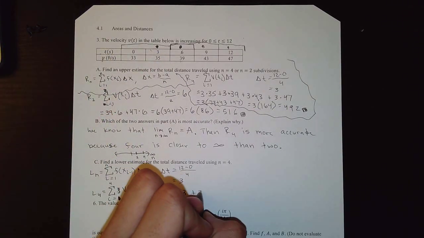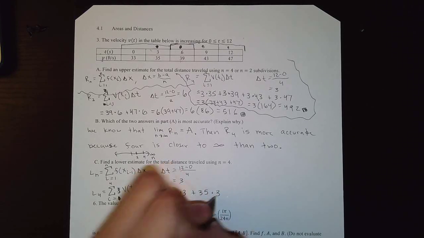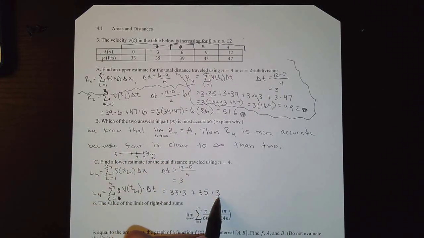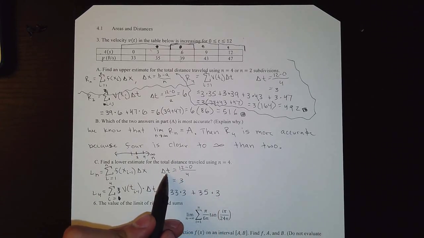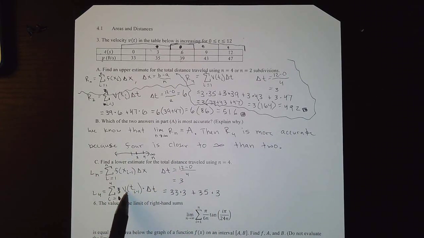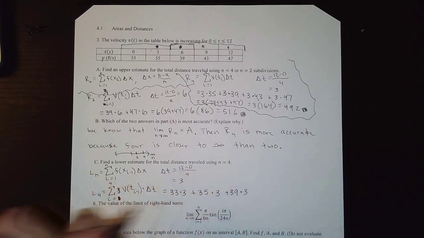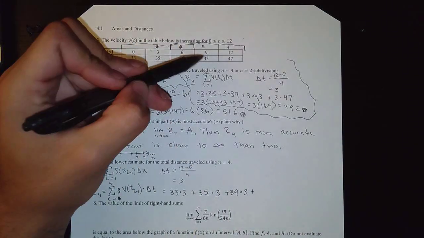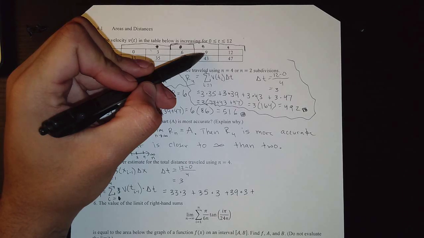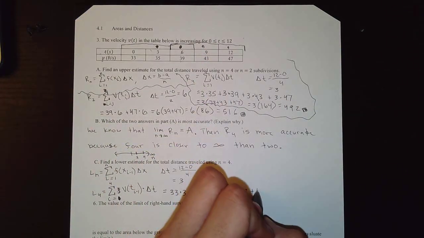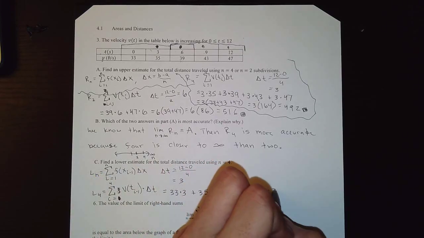So 35 times 3. And this 3 is coming from our delta t. I'm repeating this formula. So I took the 0th velocity output, and then I multiplied it by the change, and then now I took the first output, multiplied it by the change. Now I need the second output, which is this 39 times the change, and then I'm going to stop at the third output, so this is the last output. So it'd be 43 times 3.